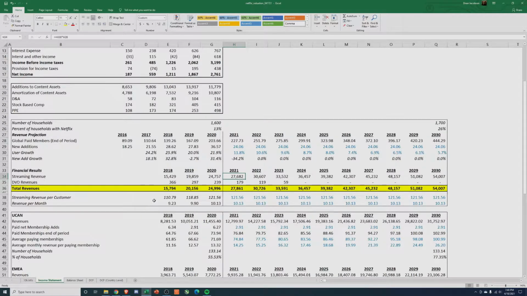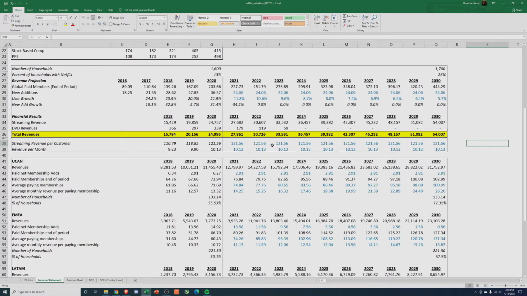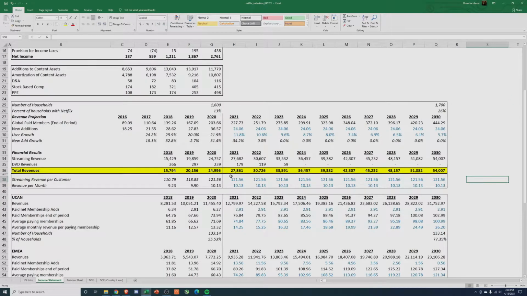So what we have is streaming revenue per customer, and then revenue per month. So this is just the streaming revenue divided by 12 to get an idea of what the monthly membership would cost. So here we've just left everything flat. So no price increase, which is probably, you know, they will increase prices over time. But this is just kind of a baseline, and it gets us going from 25 billion of revenue in 2020 up to 54 billion. So this is our first base case scenario or high level scenario.